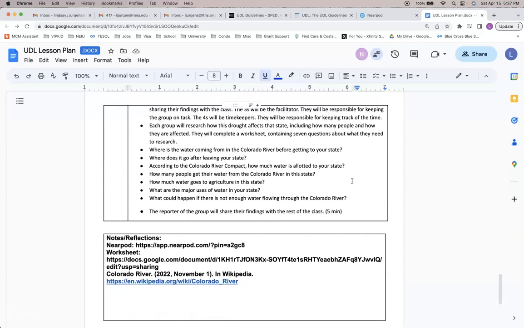Each group is going to research the state that they were assigned and how that state is affected. They're going to complete a worksheet with 7 questions on that worksheet. That worksheet is attached below. These are the 7 questions. Where is the water coming from? Where does it go after it leaves your state?